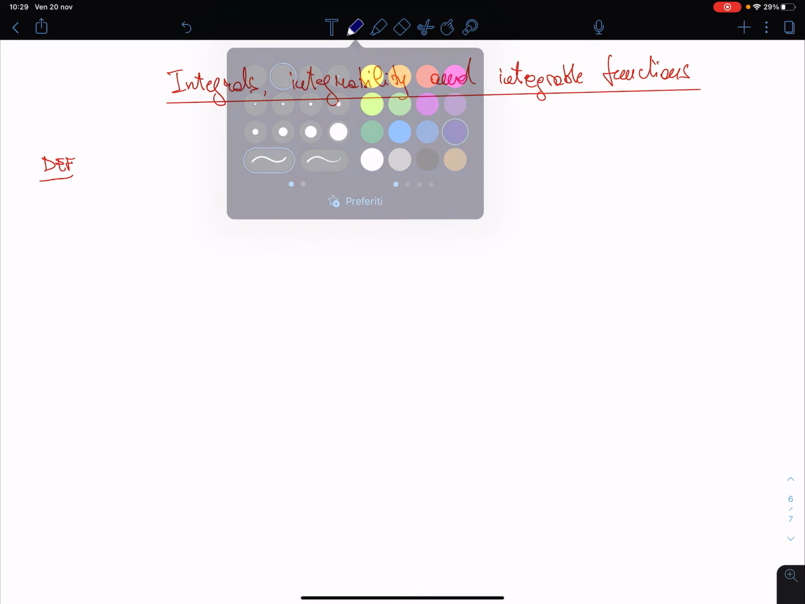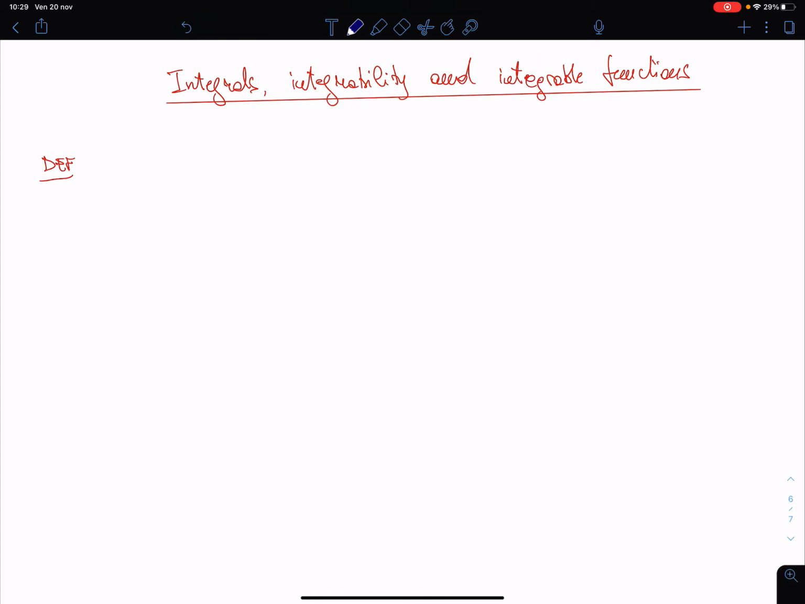So let me repeat the framework. We have a couple of points, A and B, with B larger than A, a function from the closed and bounded interval AB to R. The function has to be bounded. We do not require anything else. Bounded is necessary in order to have the infima of every subinterval of the partition and the suprema finite. Okay? So this is necessary.